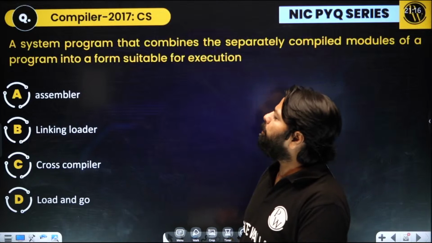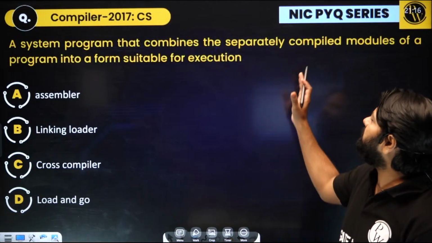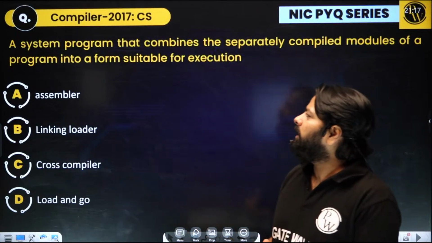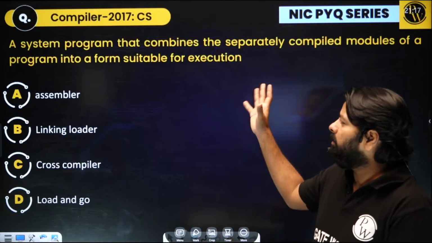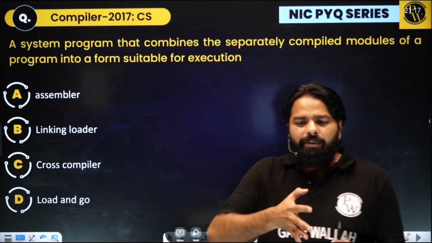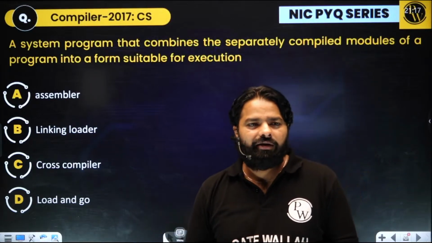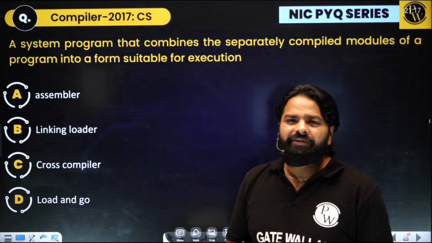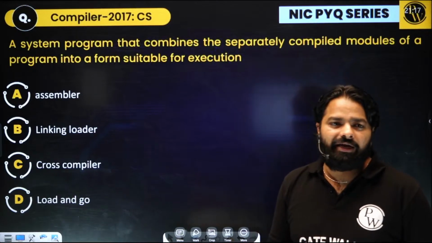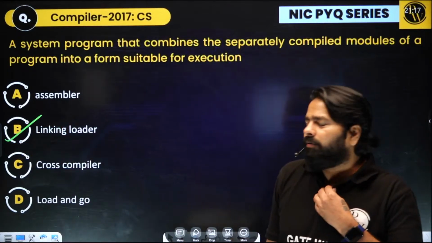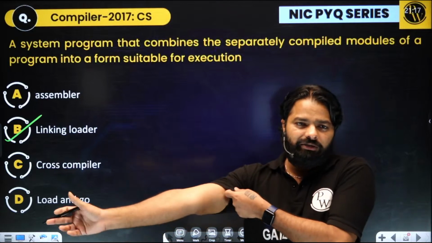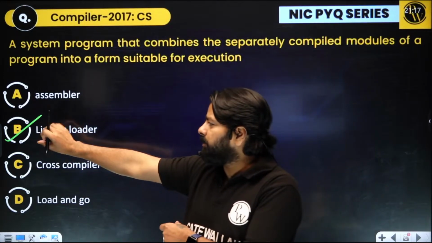A system program that combines the separately compiled modules of a program, like different modules, into a form suitable for execution, or it makes one program. It looks like it makes one program, even though you have a lot of modules that compile separately, and makes a single execution. What is that option? The famous definition, actually it's a linker, but you don't have a linker here. Instead of linker, they have given linking loader. Because you need to load them, anyhow they want to use the loader as a terminology, but linker is the actual terminology. But here, only one place has it, it's option B.